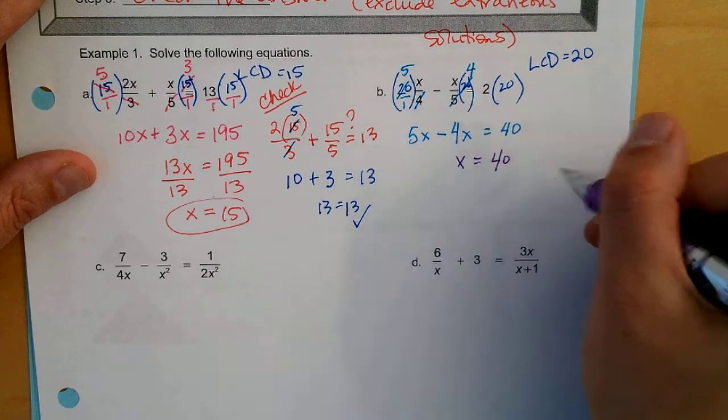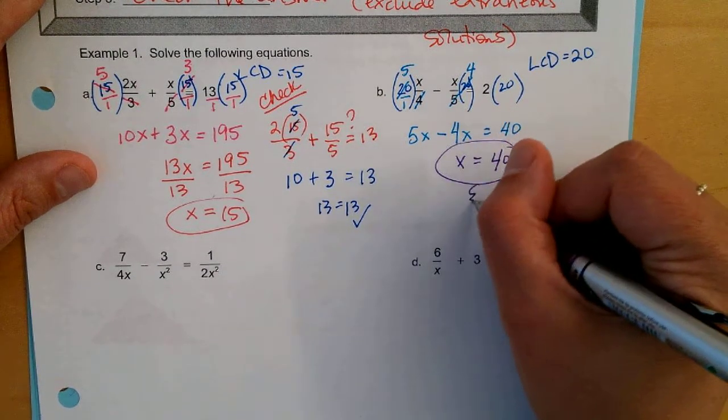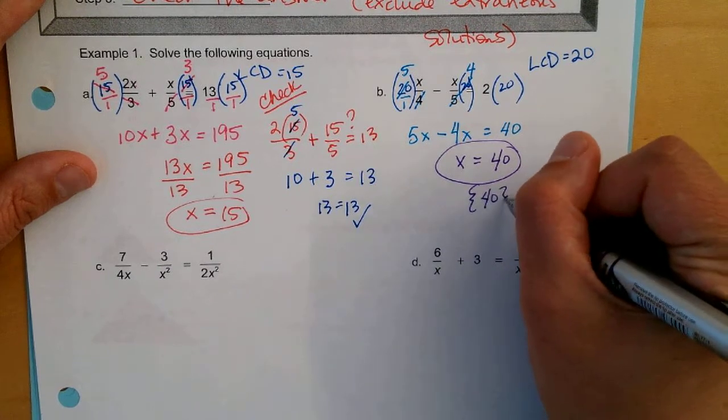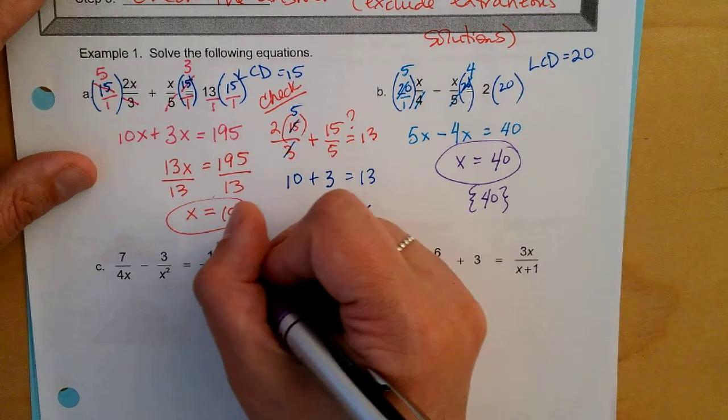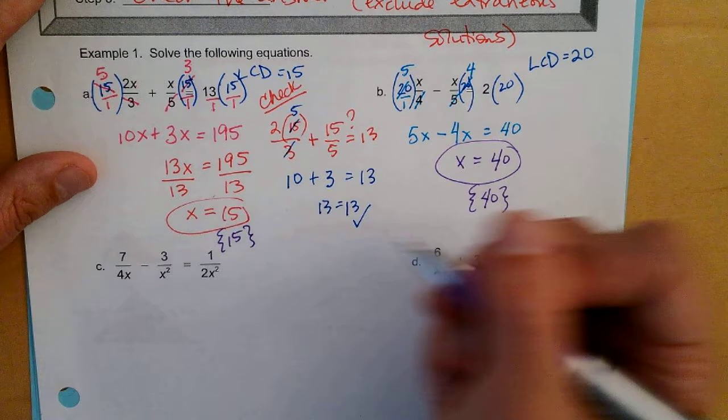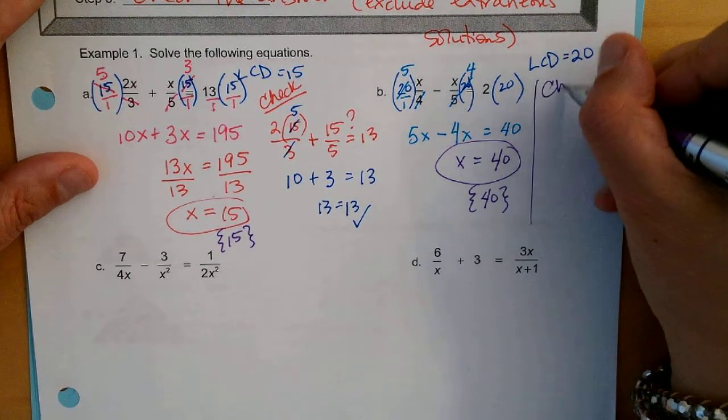X equals 40. Okay, that's my solution. I can put it in set notation. X equals 40. Should have done that over here because it worked out. That's my set notation.